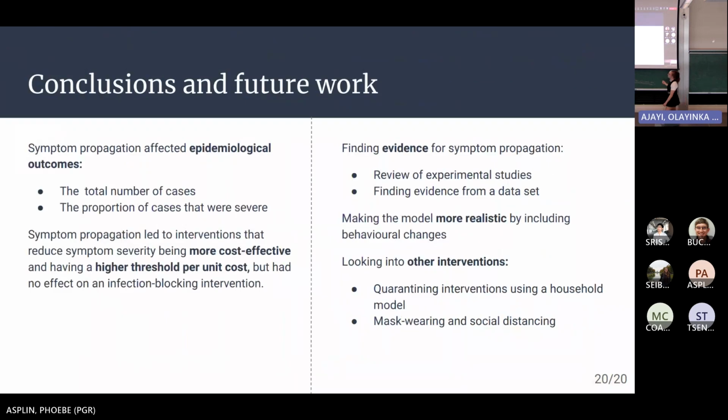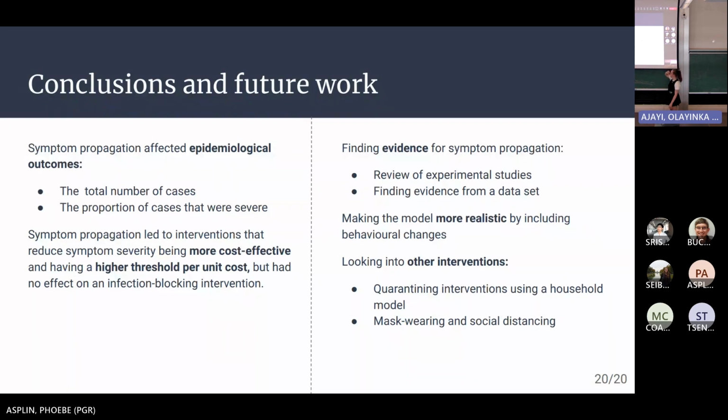Basically, the conclusion of all of this is that as long as you have some sort of impact on symptom propagation, it would be useful to think about symptom propagation if you want to determine how cost effective it's going to be. But if you think your vaccine or whatever is just infection blocking, then maybe it doesn't really matter as much, which makes sense.